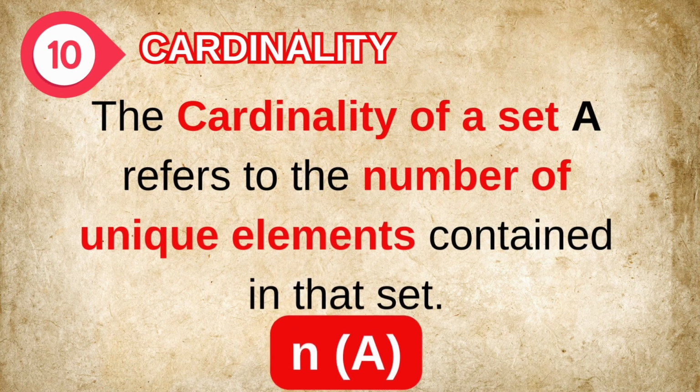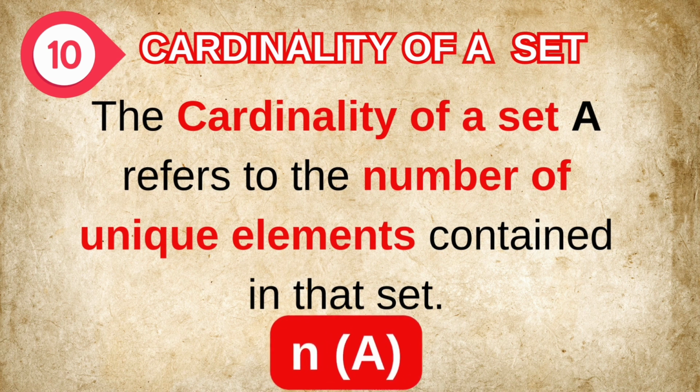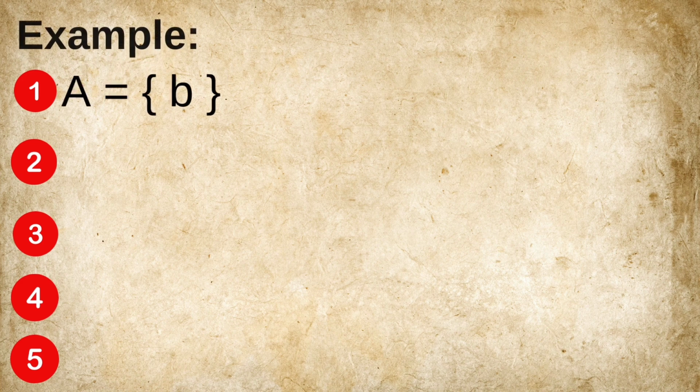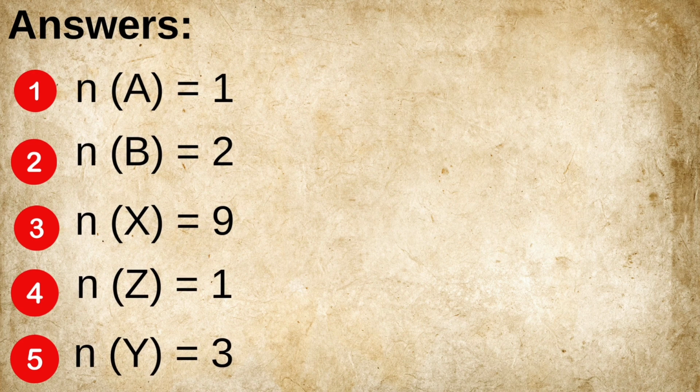Next, we'll look at the cardinality of a set. This refers to the number of elements contained in a set. The symbol for cardinality of a set A is n(A). Let's look at the following examples from 1 to 5. We want to determine the cardinality of each of these sets. Observe that example 4 is an empty set.